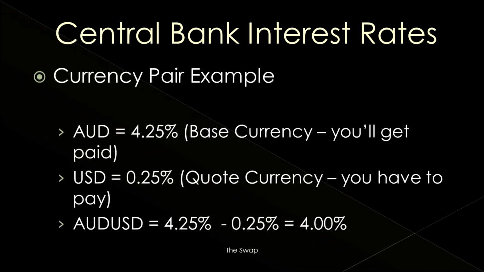So here's an example. We have the Australian dollar at 4.25%. This is the base currency. With that interest rate, you will get paid. And with a lower interest rate at 0.25% quote currency, you will have to pay. If we look at the Aussie US dollar, you can see below in the formula, there's a difference there of 4%.